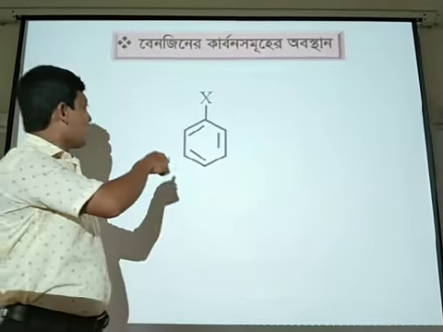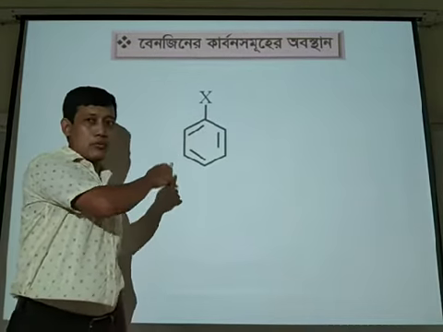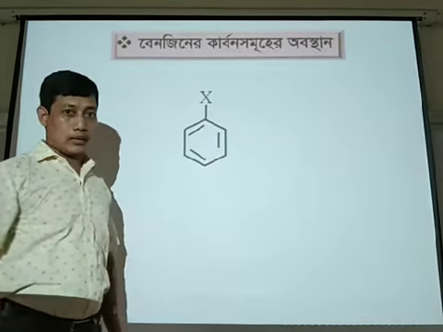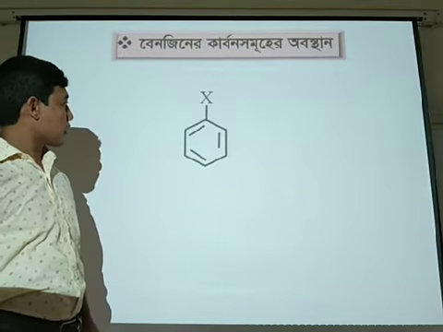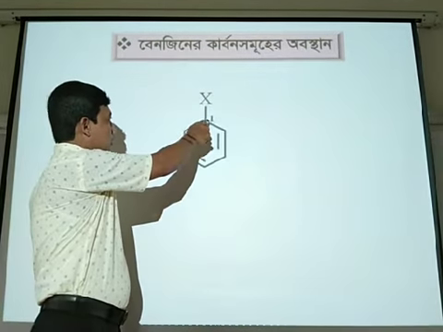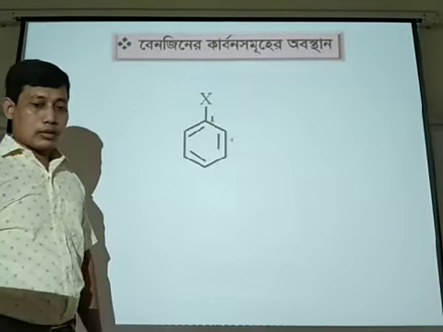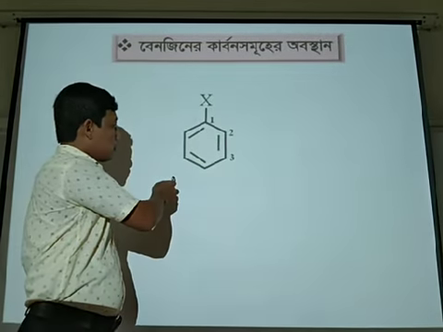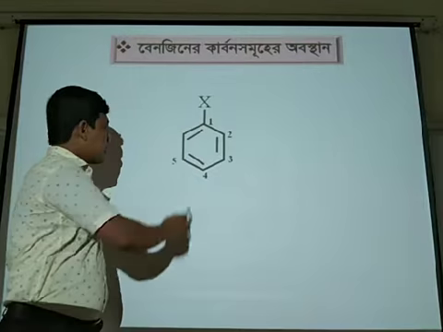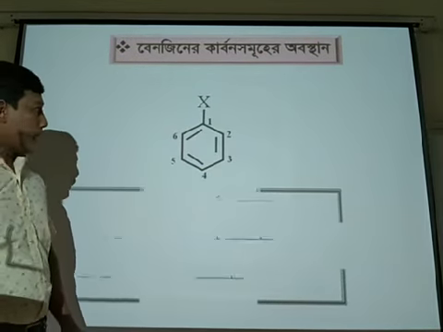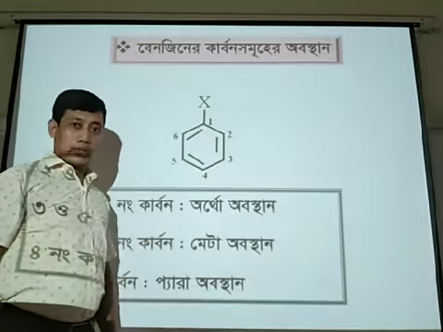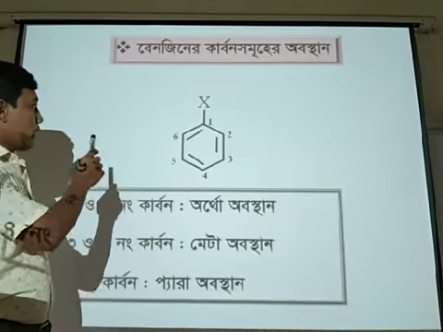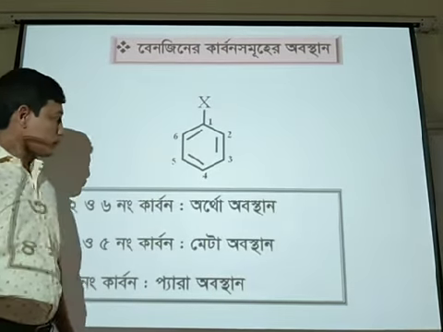In respect of this, we have to know the position of each carbon atom. If we number the carbon atoms, this carbon atom is number 1, next is 2, this is 3, this is 4, this is 5, and this is number 6. As these carbon atoms are not equivalent, we have to know the position of each carbon.